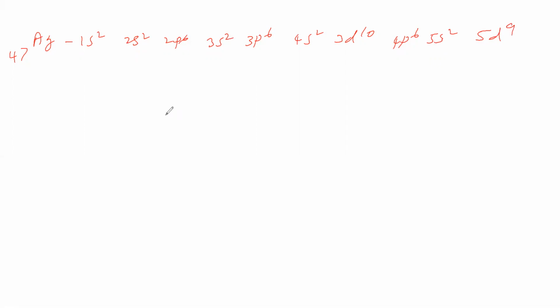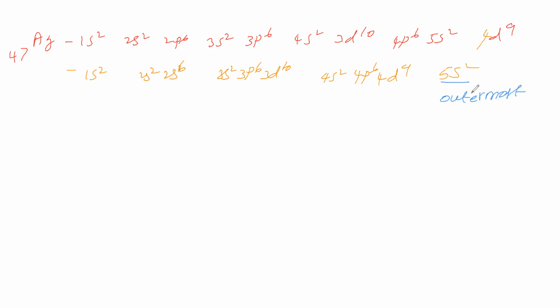Now we will write it shell wise. The first shell contains 1s2, the second shell 2s2, 2p6, the third shell 3s2, 3p6, 3d10, and the fourth shell 4s2, 4p6, 4d9. It is not 5d9, there was a mistake; it is 4d9, then 5s2. Now we will see the outermost shell configuration: 5s2 is the outermost shell configuration.